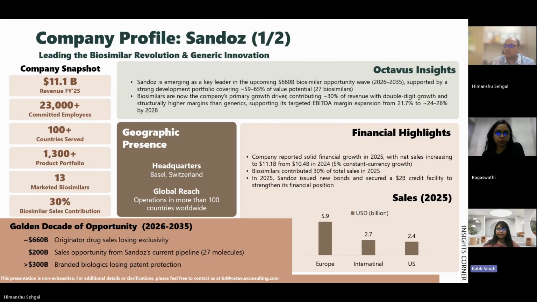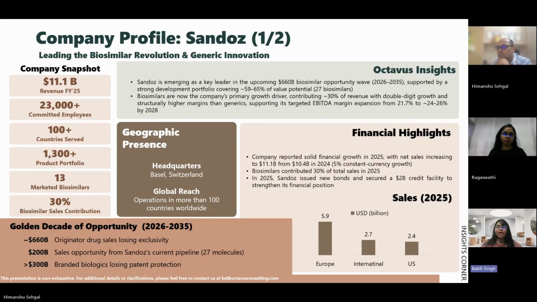So moving to the next slide, it's a company profile of Sandoz. It's one of the leading biosimilar companies. Here you can see the company's snapshot, what the revenue of FY 2025 is. They gained 11.1 billion. The company reported solid financial growth in 2025 with net sales increasing to 11.1 billion from 10.4 billion in 2024, with 5% constant currency growth.